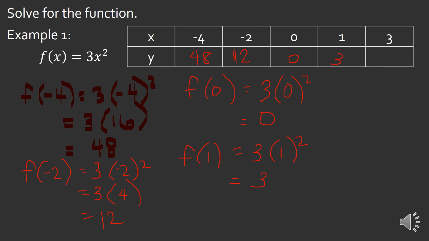x is equal to 3. So we have f of 3 is equal to 3 times 3 to the second power. And that is equal to 3 times 9. 3 times 9 is equal to 27. If x is equal to 3, y is 27.